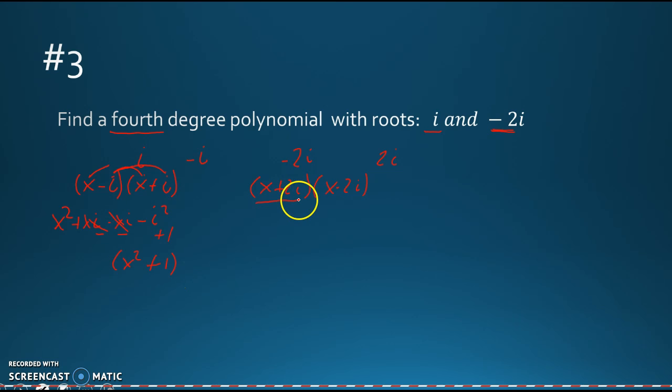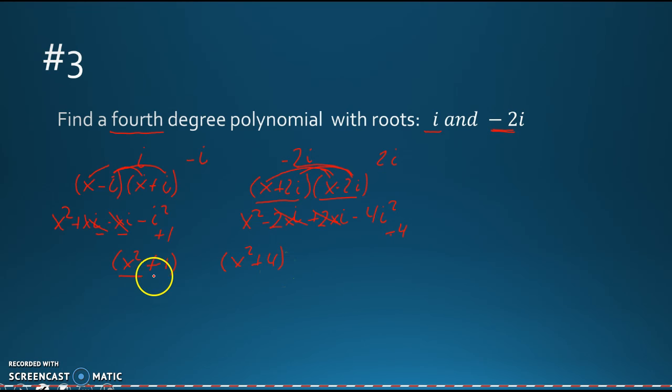Then I'm going to go over here and multiply these two together. I'm going to take x times x is x squared. X times negative 2i is negative 2xi. Then I'm going to take 2i times x. That is positive 2xi. And then 2i times negative 2i is negative 4i squared. But negative 4i squared is negative 4 times negative 1. That's positive 4. Negative 2xi and positive 2xi will cancel each other out. And so I'm going to end up with x squared plus 4.